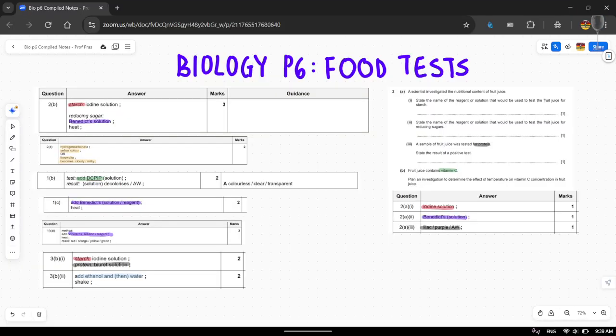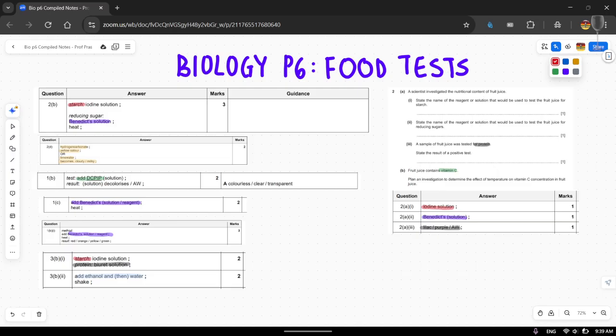In today's video, we are going to be looking at Biology Paper 6 Food Tests. Now, this is also a way you can easily get free marks, because it's something that's repeated in almost every single Paper 6. Once you're able to know all of them efficiently, you can answer them and get the marks.